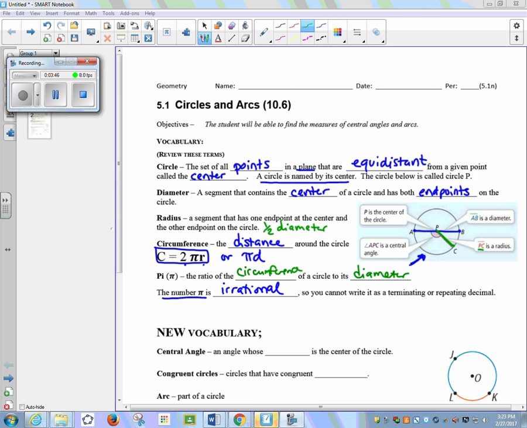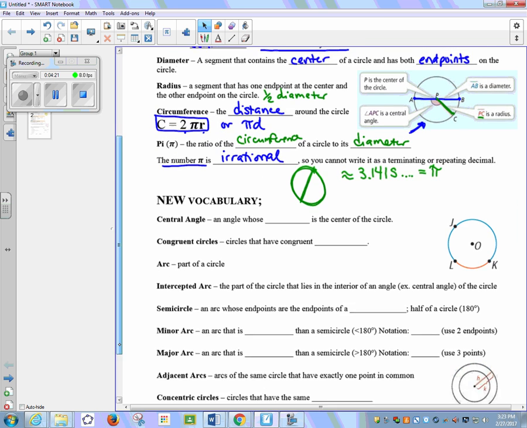So if you take the distance around a circle and you divide it by the distance across the circle, you will always get approximately 3.1415, etc., which is pi. So we've talked a lot about ratios with similar triangles and everything. Well, circles have this special relationship. Circumference divided by diameter will always give you pi, 3.14. Okay, so that should be things that you're familiar with.